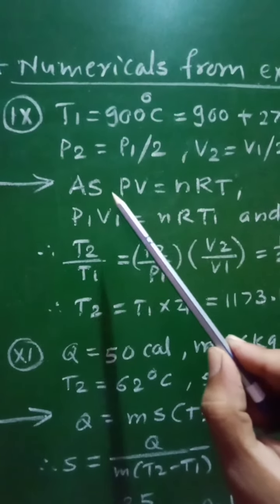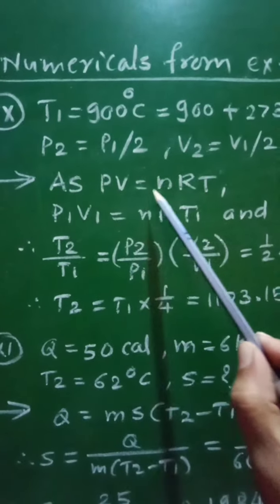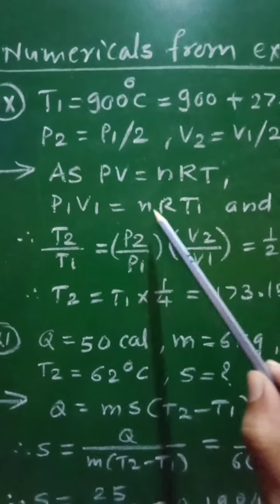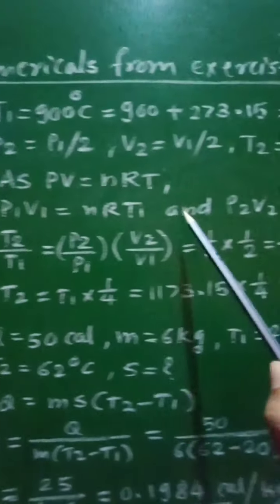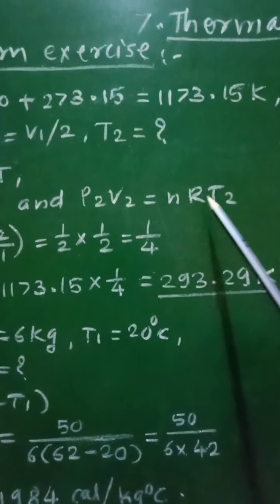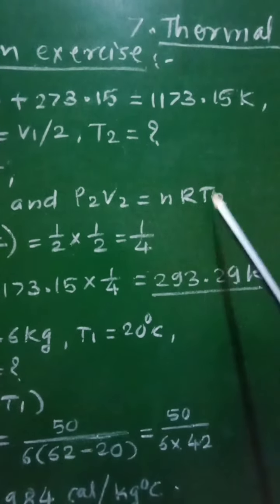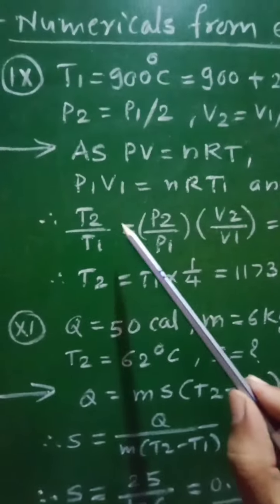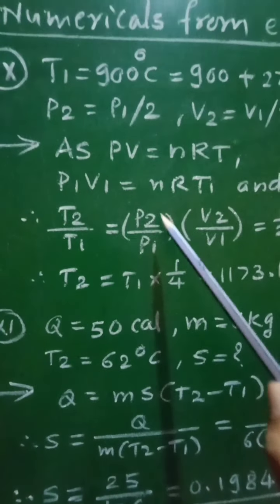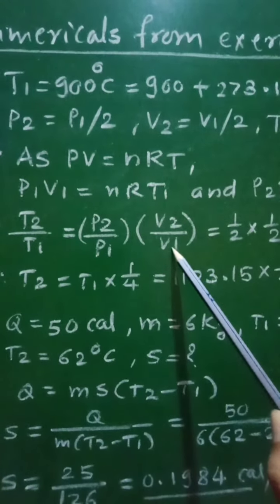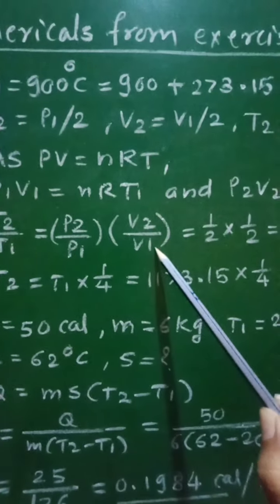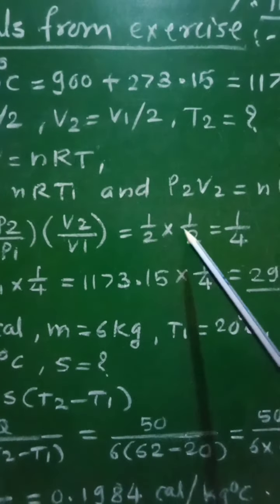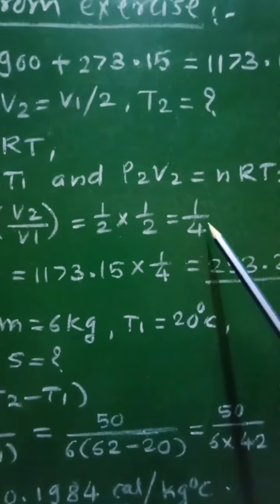We know the ideal gas equation, that is PV is equal to nRT. Therefore, we can write P1 V1 equal to nRT1 and P2 V2 equal to nRT2. Taking ratio of T2 by T1, nR will get cancelled, and we will get T2 by T1 equal to P2 by P1 into V2 by V1. But P2 by P1 and V2 by V1 are 1 by 2 and 1 by 2. Therefore, we can write 1 by 2 into 1 by 2, which comes out to be 1 by 4.